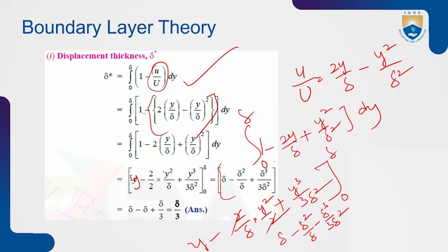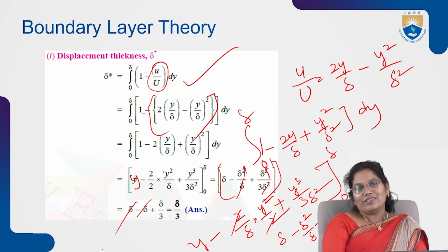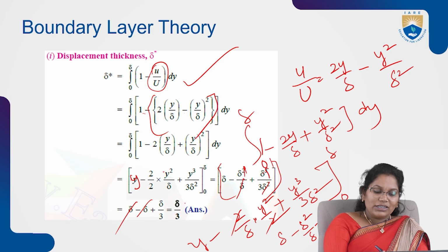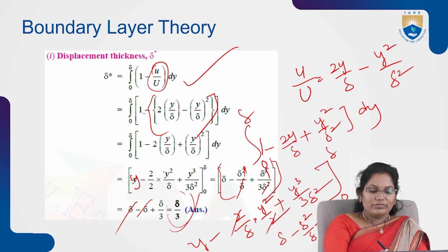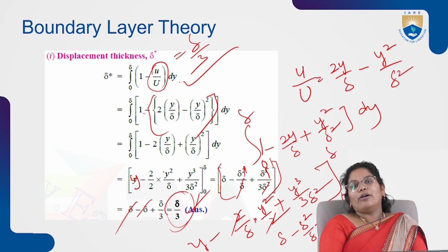When you simplify, this gets cancelled and this also gets cancelled. Only this delta will be there. So delta minus delta plus delta by 3. This minus delta plus delta gets cancelled. So what is the answer? Delta by 3. The answer for displacement thickness is delta by 3.